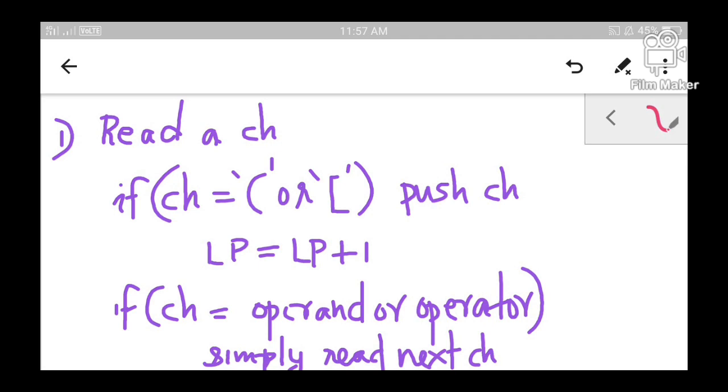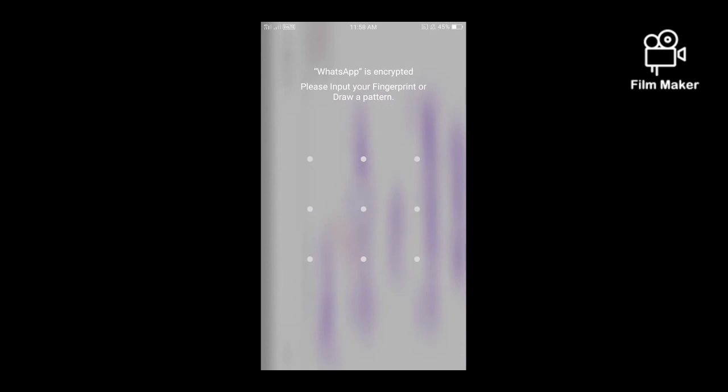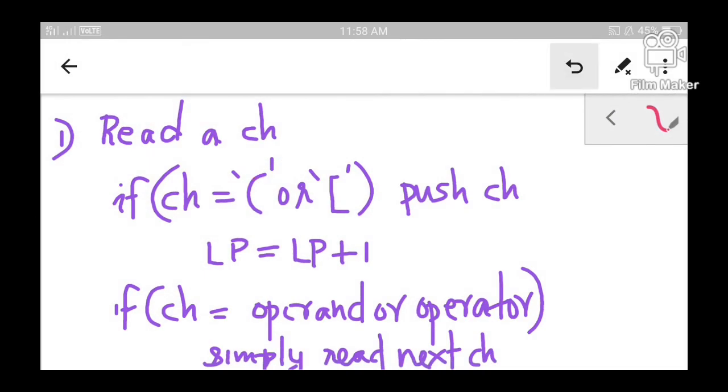What if the character read is a left parenthesis? A left parenthesis can be of two types: it can be a normal left parenthesis or a left square bracket. Any of these two can be termed as a left parenthesis. So if the read character is a left parenthesis, what do we have to do? We have to simply push it onto the stack.